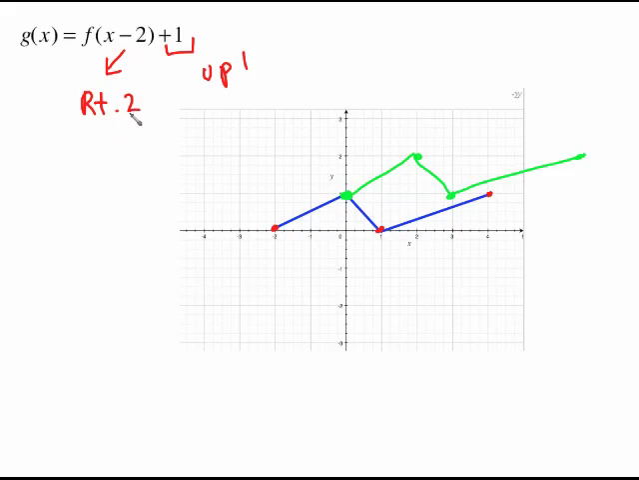So that finishes up our horizontal and vertical shifting. If it's inside with the x, it's a horizontal thing. If it's outside, it's a vertical thing. If it's a horizontal thing, it's opposite. X minus 2, maybe go to the right 2. Once we identify it as a vertical thing, it's exactly what it looks like. Plus 1 would move it up 1. Had this said minus 1, we'd have gone down 1.